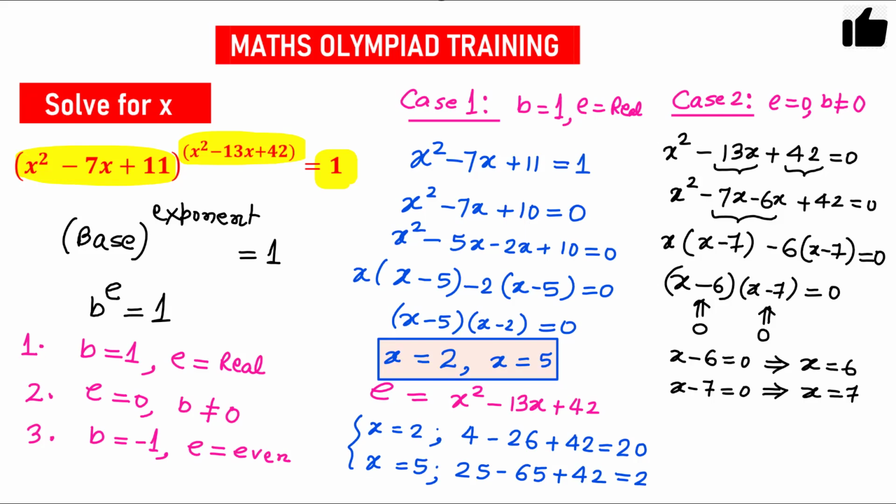But you have to check that the base is not 0. So let us check this condition, and the base is x square minus 7x plus 11. So this is my base, and I have to check this base is not equal to 0. So when x is equal to 6, this is 36 minus 42 plus 11, which is of course not equal to 0.